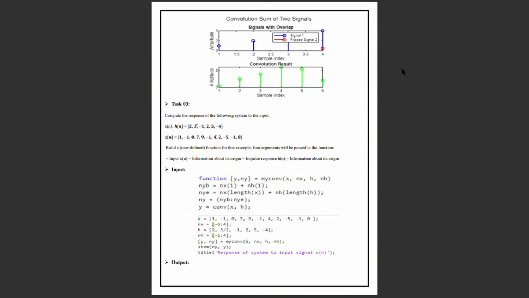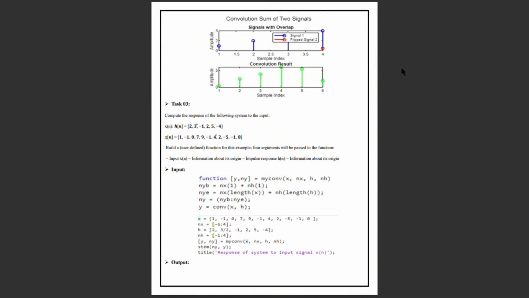Task 3. Compute the response of the following system to the input. Here h, x, and the input of this task 3. The MATLAB function based on the specifications is y. The functions are hn, which is 2 3 minus 1 2 5 minus 4, and xn, 1 minus 1 0 7 9 1 minus 1 4 2 minus 5 minus 1 0.